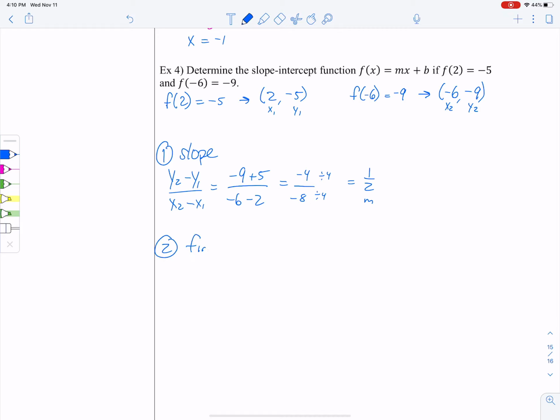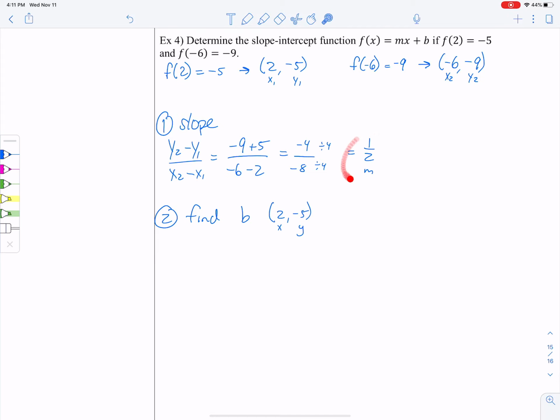Next, we need to find b. So we're going to pick one of our 2 points. I tend to use this one, just because it's the first one. So we have 2 comma negative 5 for our x and y. And we have our m here. So we'll plug everything in and find b. y is equal to mx plus b. So our y is negative 5. Our m is 1/2. Our x is 2 over 1 plus b.